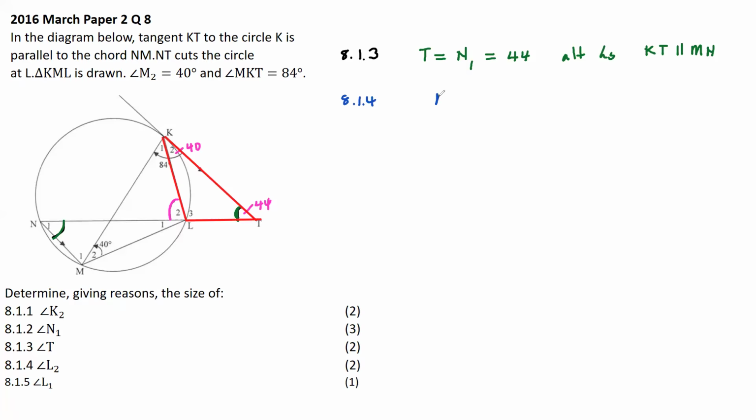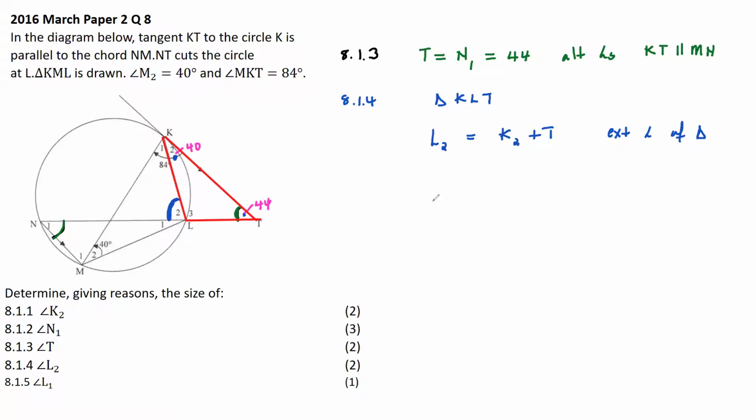8.1.4. So if I'm on triangle K, L, T, L2 is exterior, outside. L2 is an exterior angle. L2 is actually equal to K2 plus T. The theorem, exterior angle of a triangle: L2, where are you? I'm outside. Who are you equal to? I'm equal to the sum of the two interior opposite angles.